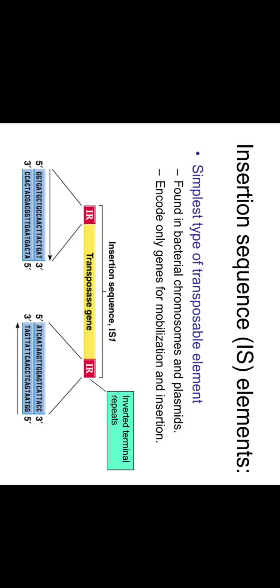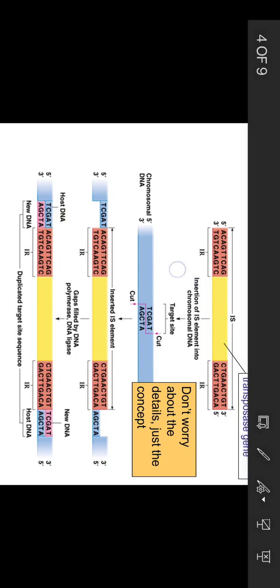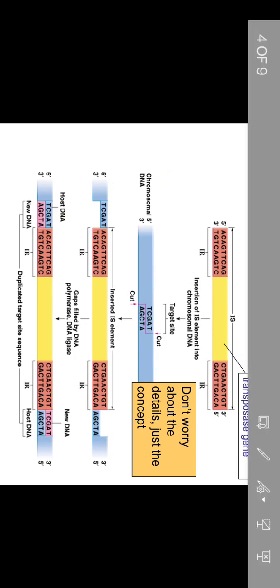Now, transposons have insertion sequences or insertion sequence elements. These are the simplest type of transposable elements found in bacterial chromosomes and plasmids. And these encode only genes for mobilization and insertion. Integration of an insertional element. Now we'll see various aspects in this.